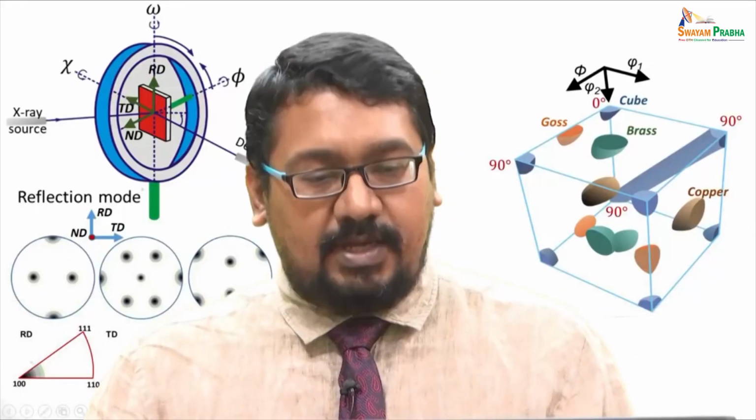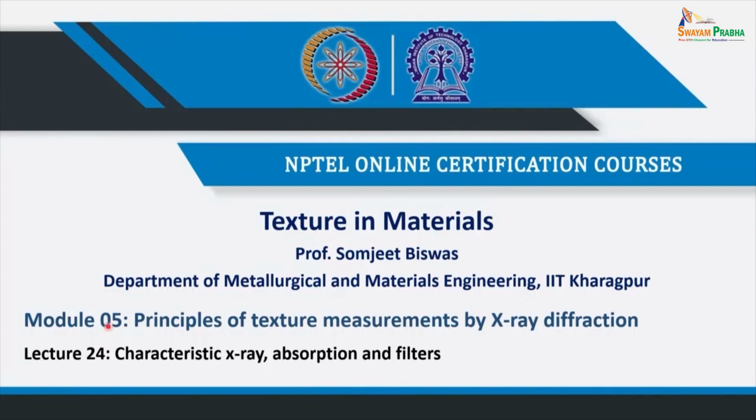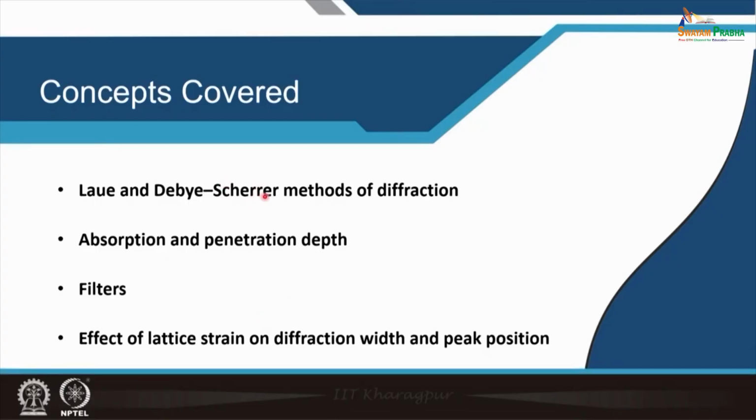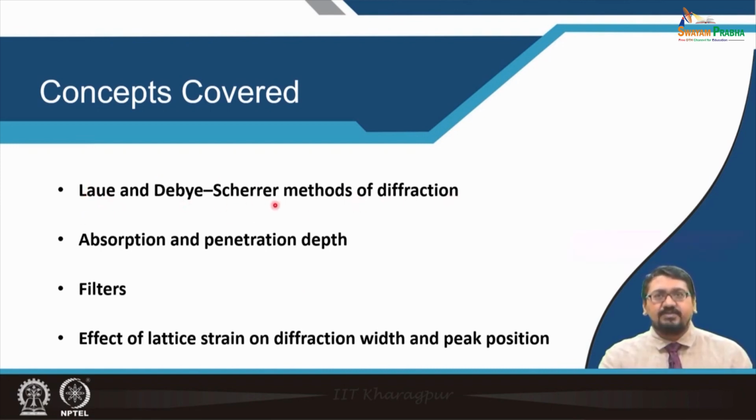Good afternoon everyone, and today we will continue with module 5, that is principles of texture measurement by X-ray diffraction. Today is lecture number 24, where we will try to understand characteristic X-rays, absorption and filters for these characteristic X-rays. The concepts covered in this lecture will be the Laue method of diffraction, the Debye-Scherrer method of diffraction, absorption and penetration depth, filters that are required to get monochromatic X-rays, and the effect of lattice strain on diffraction width and the positions of the peak.